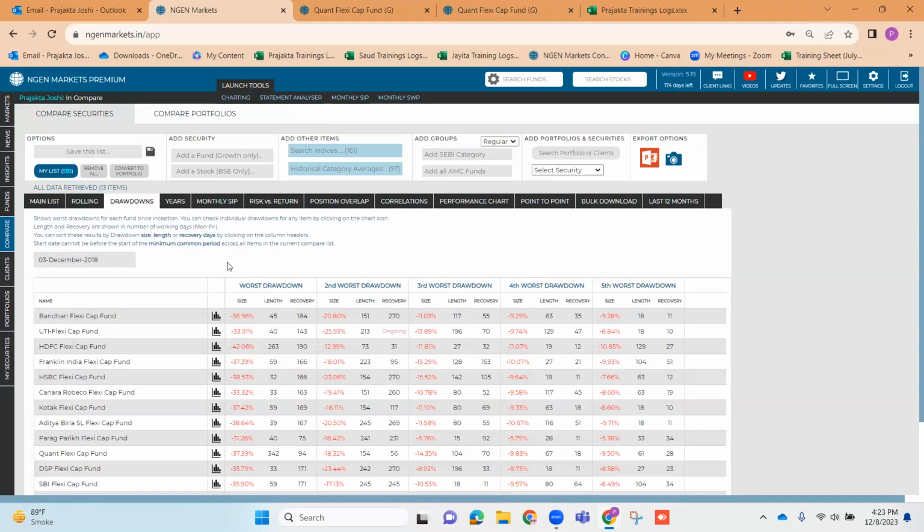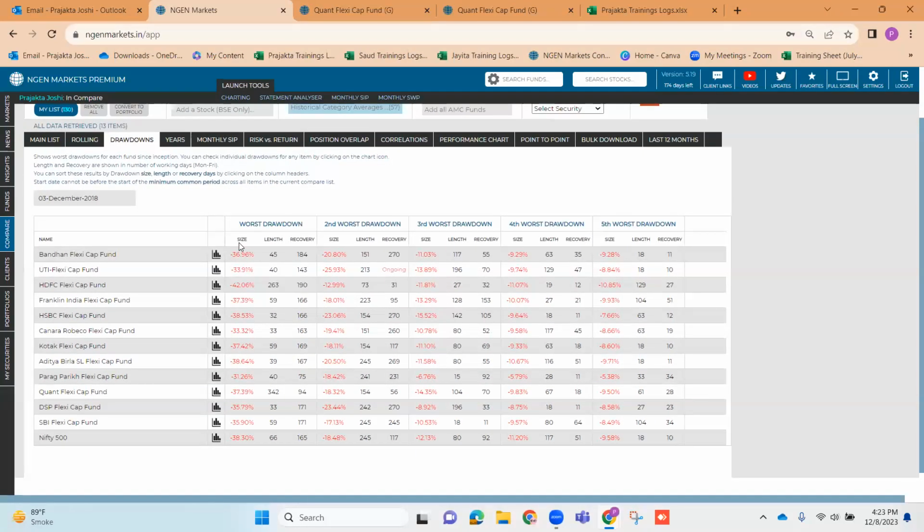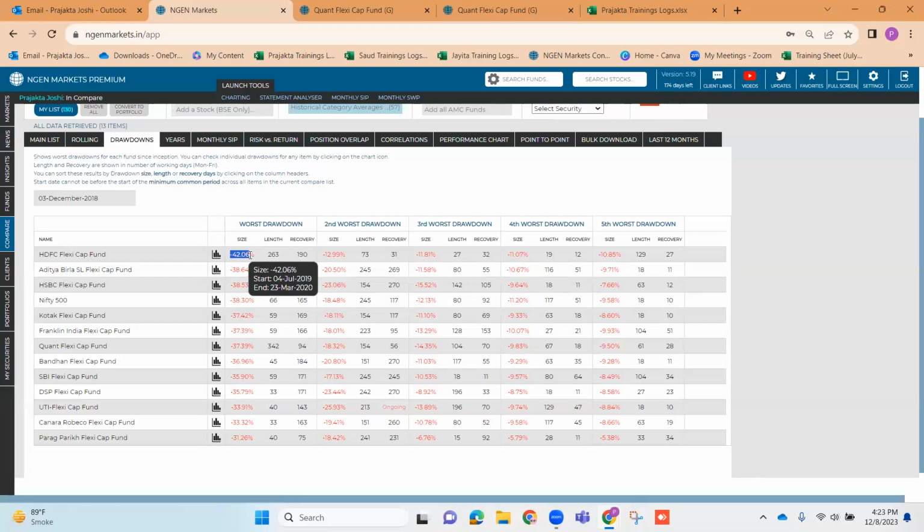So now we can see if we were to sort each of these funds on the basis of their magnitudes of losses, we can see that HDFC Flexi Cap Fund has reported a loss of maximum magnitude, right? There was a loss of 42%. Now, how much time did it take to fall so much? That is typically 263 days, right? 263 working days, close to a year. 4th of July 2019 to 23rd of March 2020. That is how long this fund was falling.